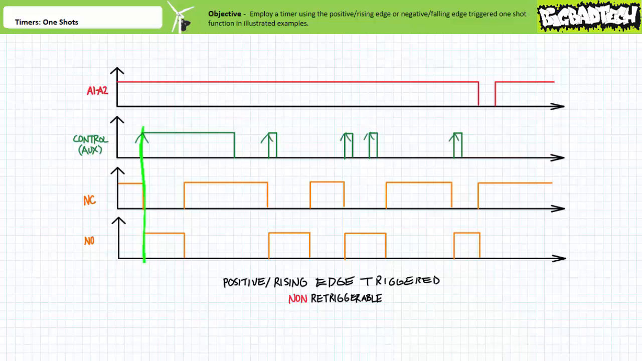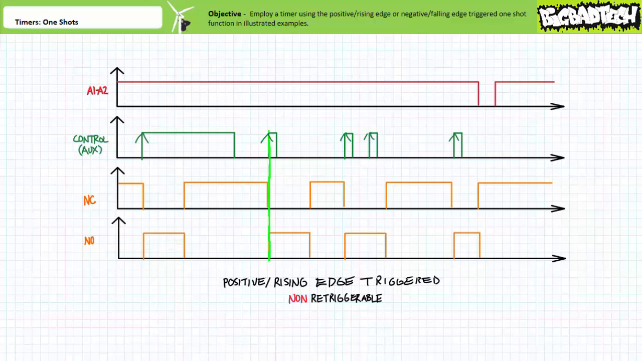Given the controlling input experiences a positive edge triggered event here, the timer executes the one-shot function for a period t, in this case 5 seconds. The associated contacts temporarily assume the opposite activated state. The normally closed contact opens, the normally open contact closes. After the one-shot period has elapsed, the associated contacts return to their deactivated state. Note the triggering input was a pulse longer than 5 seconds, but the one-shot still triggered only on the positive edge of the controlling input for a period of 5 seconds.